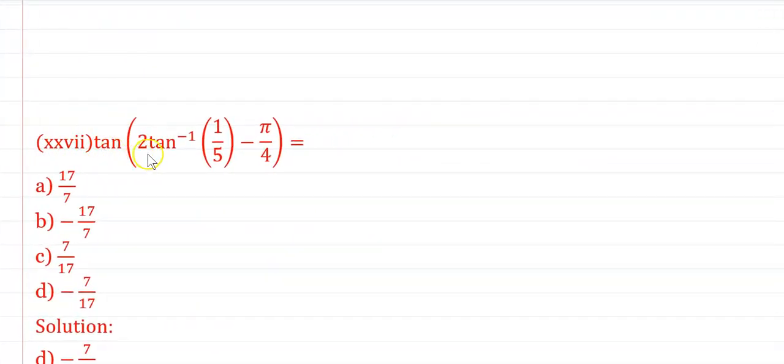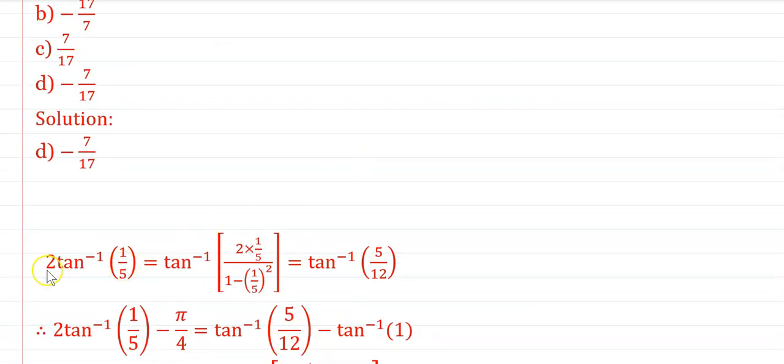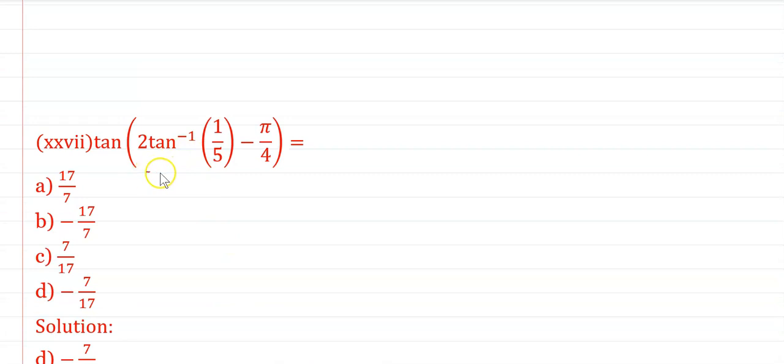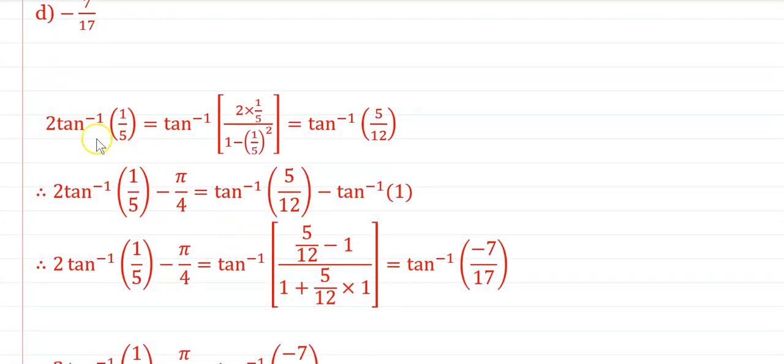Tan of 2 times tan inverse of 1 by 5 minus pi by 4 is equals to, okay, now here 2 times tan inverse of 1 by 5. We will first find the value of 2 times tan inverse of 1 by 5. 2 times tan inverse of 1 by 5 means what? Tan inverse of 2 into 1 by 5 upon 1 minus 1 by 5 bracket square. Or you can write here tan inverse of 1 by 5 plus tan inverse of 1 by 5.